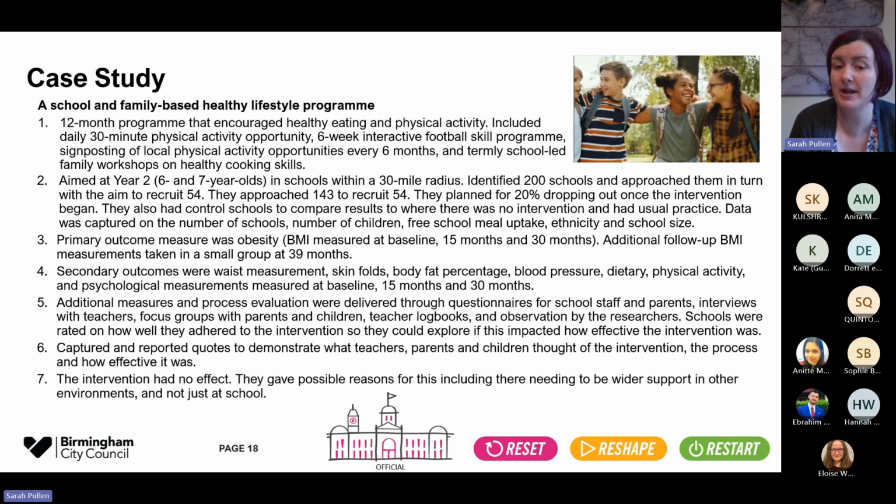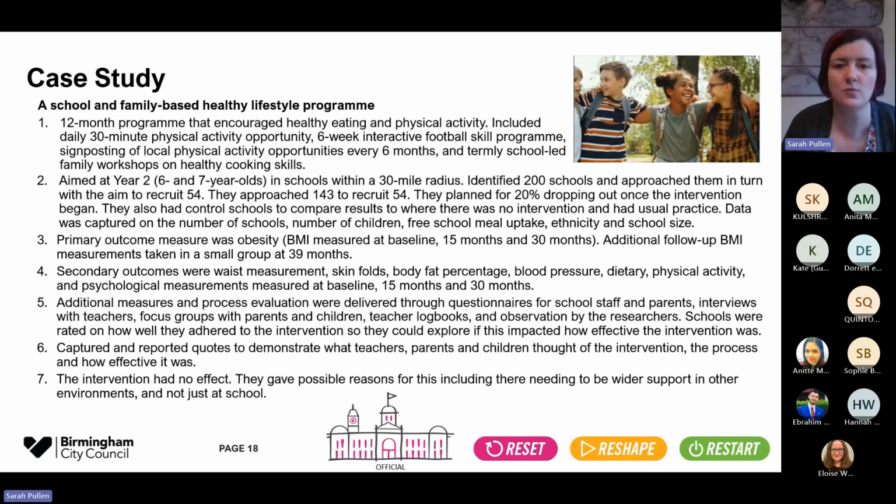So they measured BMI at baseline, so at the very start of the project. Then the project went on for 12 months and they measured BMI at follow-up at 15 months. And then they did another measure at 30 months after the start of the project. Then they did an additional follow-up BMI measurement with a small group at 39 months to see if there was any long-term impact. So they've got several time points there.